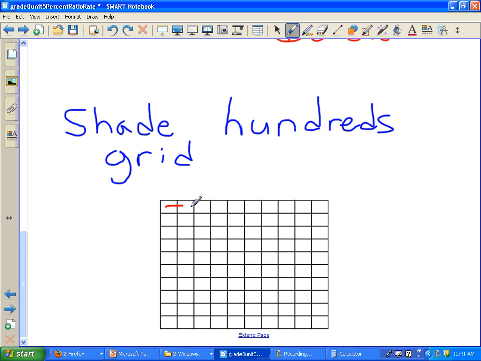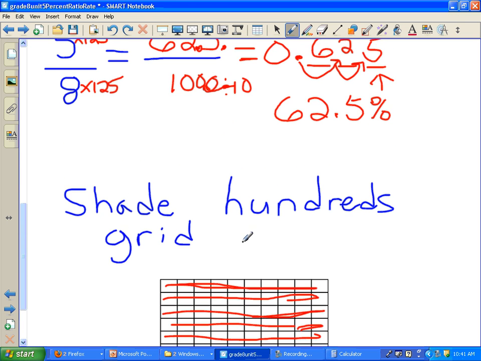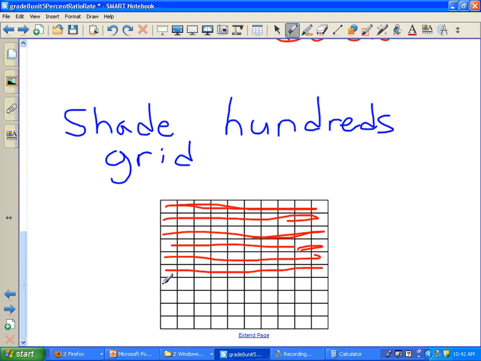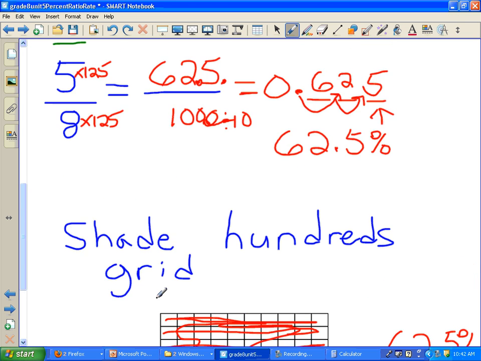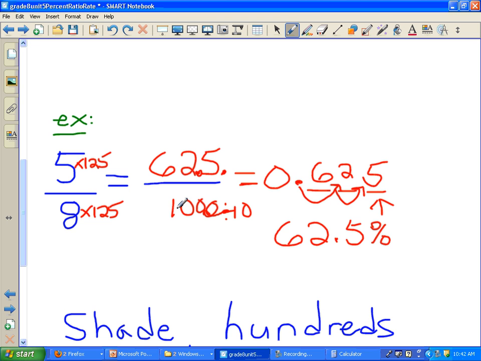Well, I'm going to shade in all of this first row. That's 10, 20, 30, 40, 50, 60. Okay, so that's 60%. And then I'm going to need two more, 61, 62, and a half percent. So this is a half. So all this here should be shaded in to show 62.5%. So that's all there is to changing it to a fraction and then writing it as a percent.